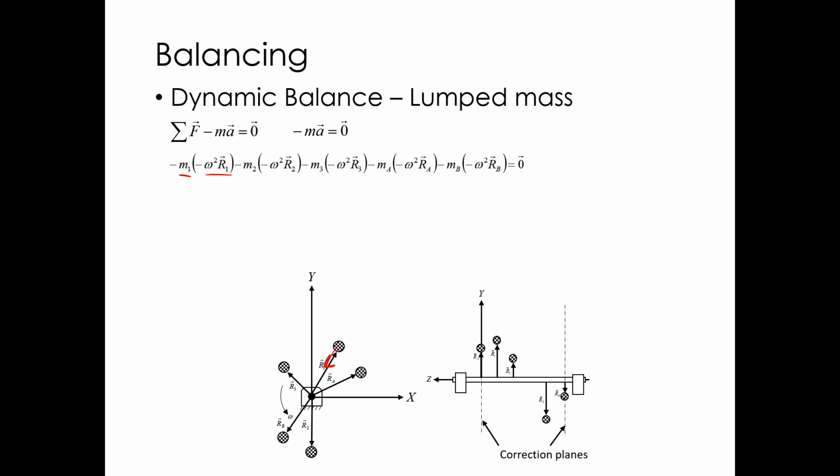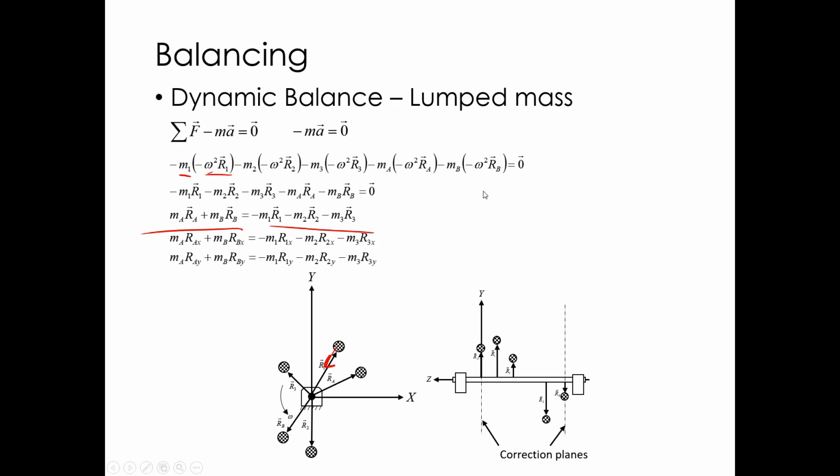We get rid of all those minus signs. Note that omega squared divides out. That's good. That means that dynamic balance is angular velocity independent, which means we can balance at 1 RPM and it'll be balanced for all RPMs, assuming it's a relatively rigid body. So get rid of all of our omega squareds. We can put our balancing weights on one side, all the stuff we're trying to balance on the other. If we had more things we were trying to balance, this just gets longer.